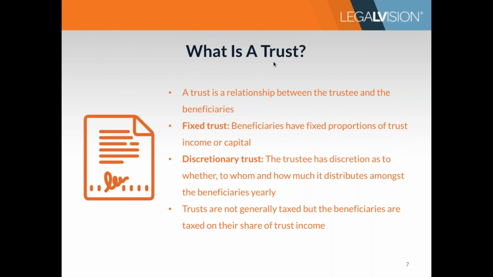If a trustee accumulates income, that is, the trust generates income, and at the end of the year, the trustee says, I don't want to distribute anything, I'm going to keep it, then the trustee is taxed at a flat 45%, so not a great tax outcome.